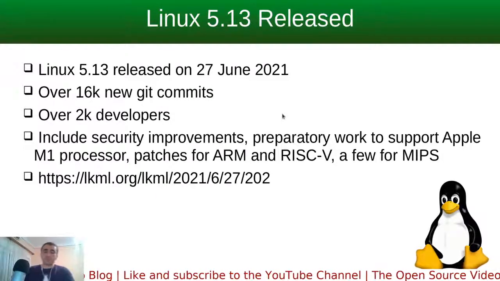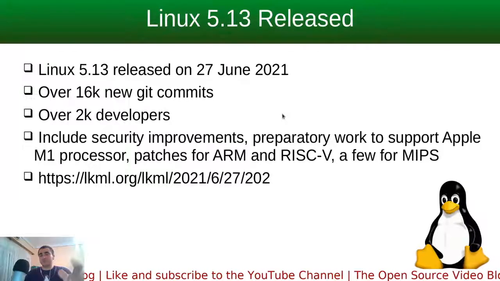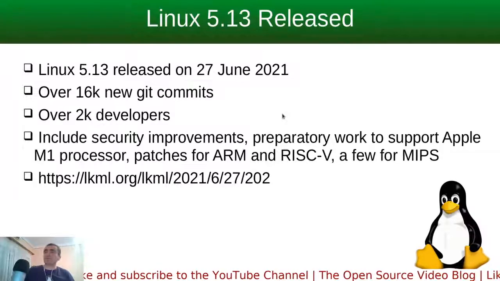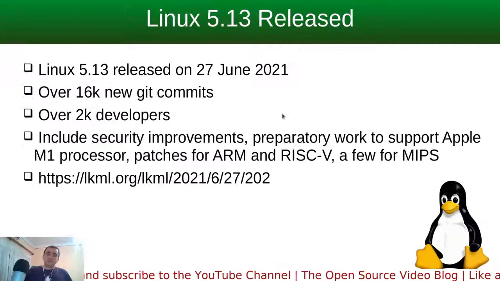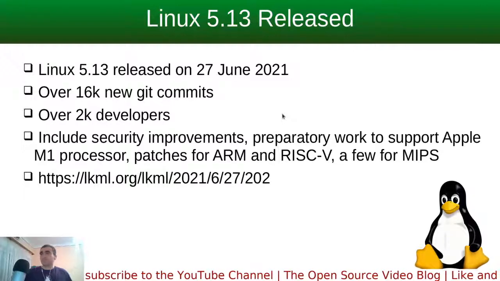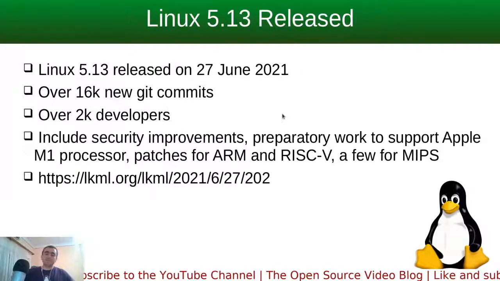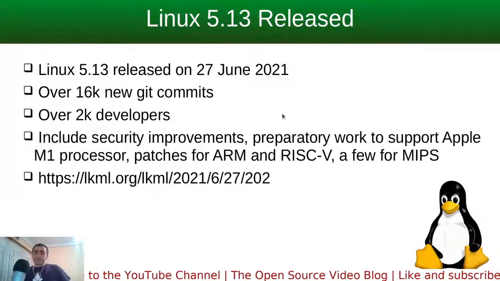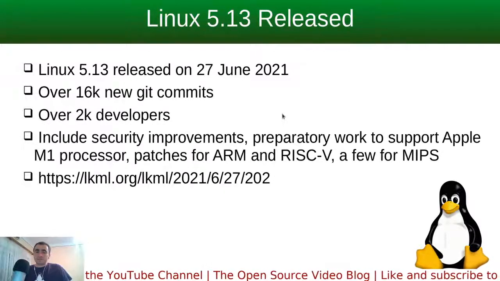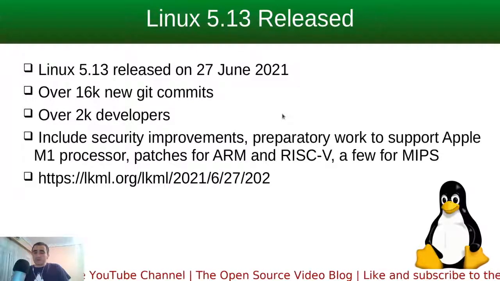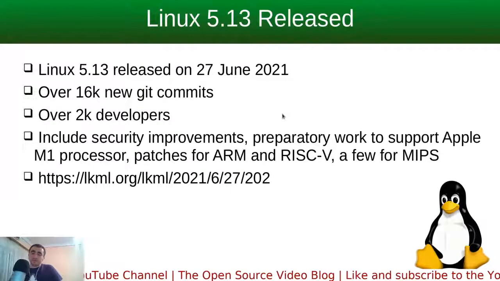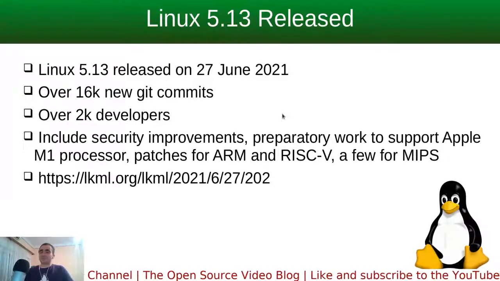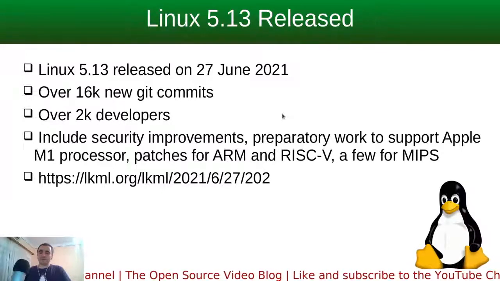There are also patches for ARM and RISC-V architectures available in the Linux 5.13 kernel. CNX Software had a great article covering some highlights for various ARM devices and vendors as part of the patches of the Linux kernel version 5.13. There are also patches for RISC-V. RISC-V is an ARM alternative, a new architecture, which is an open architecture.